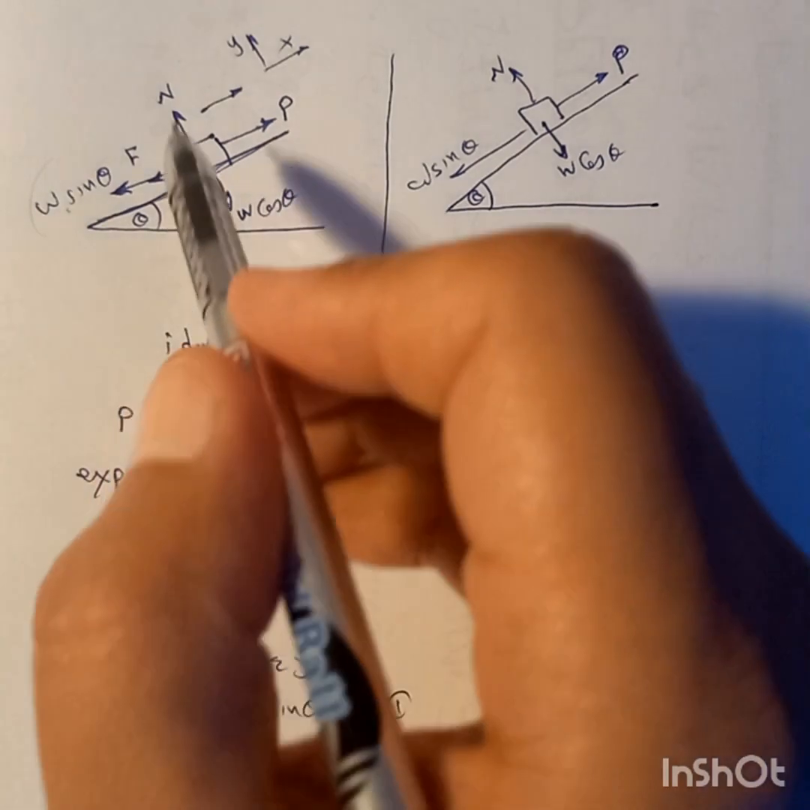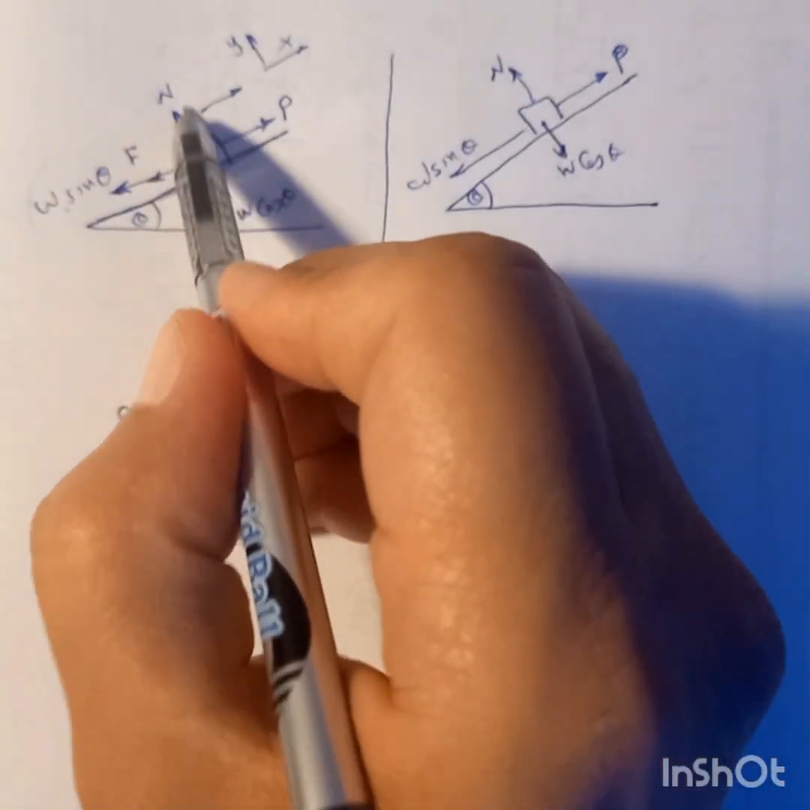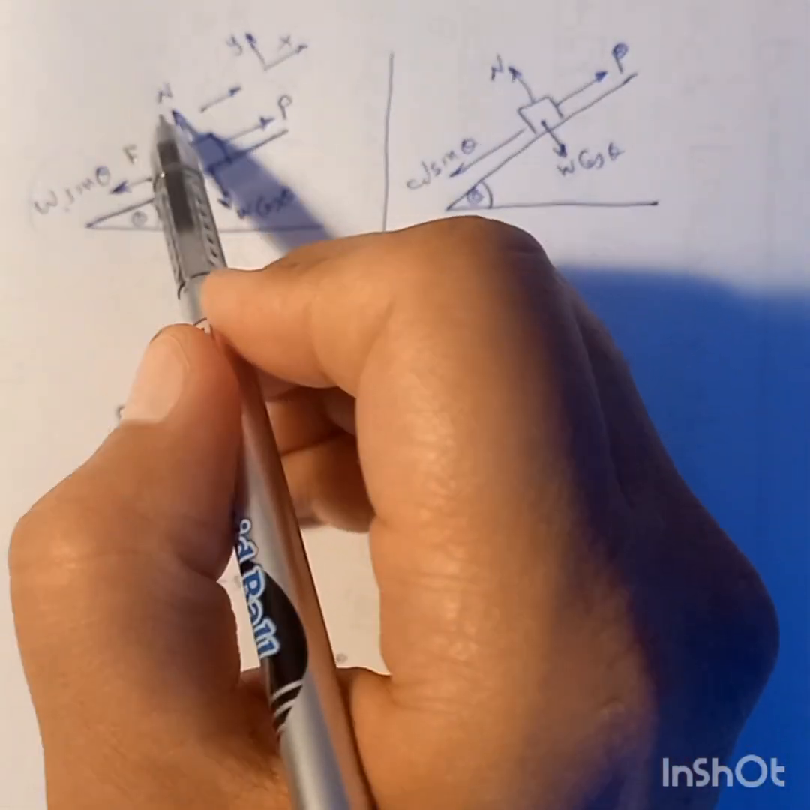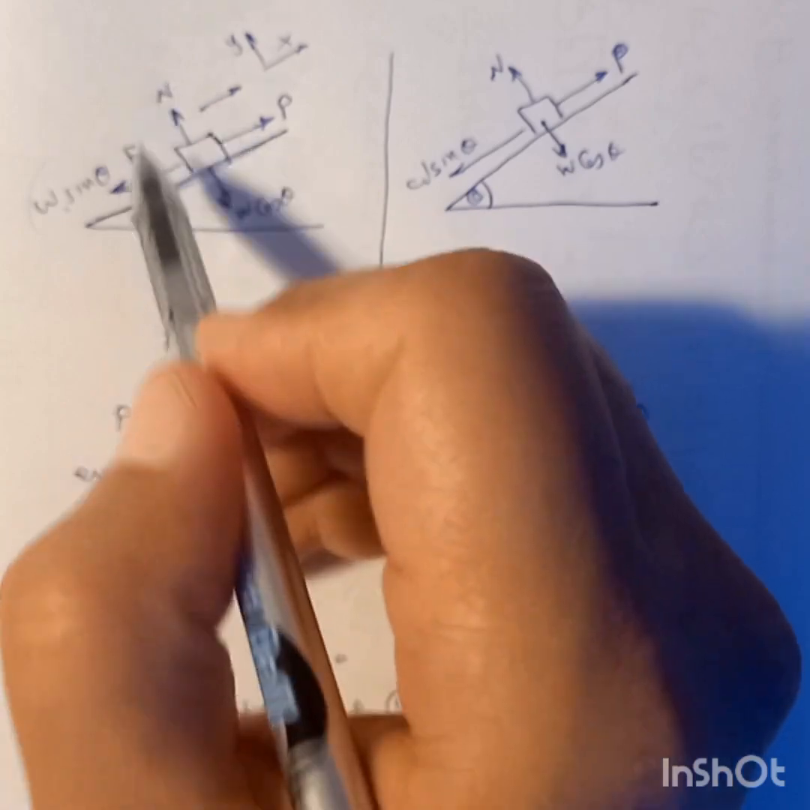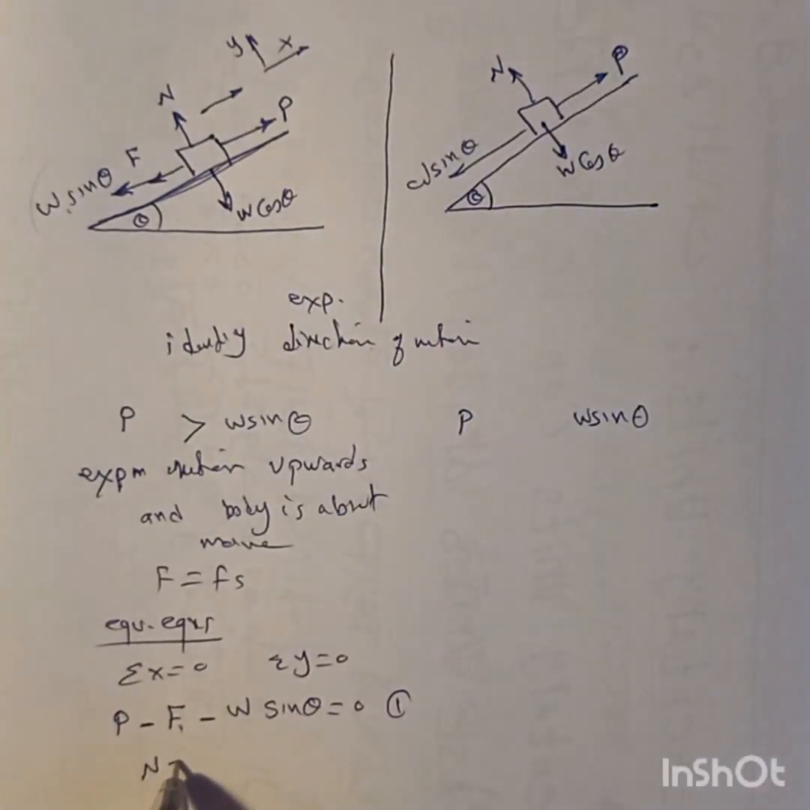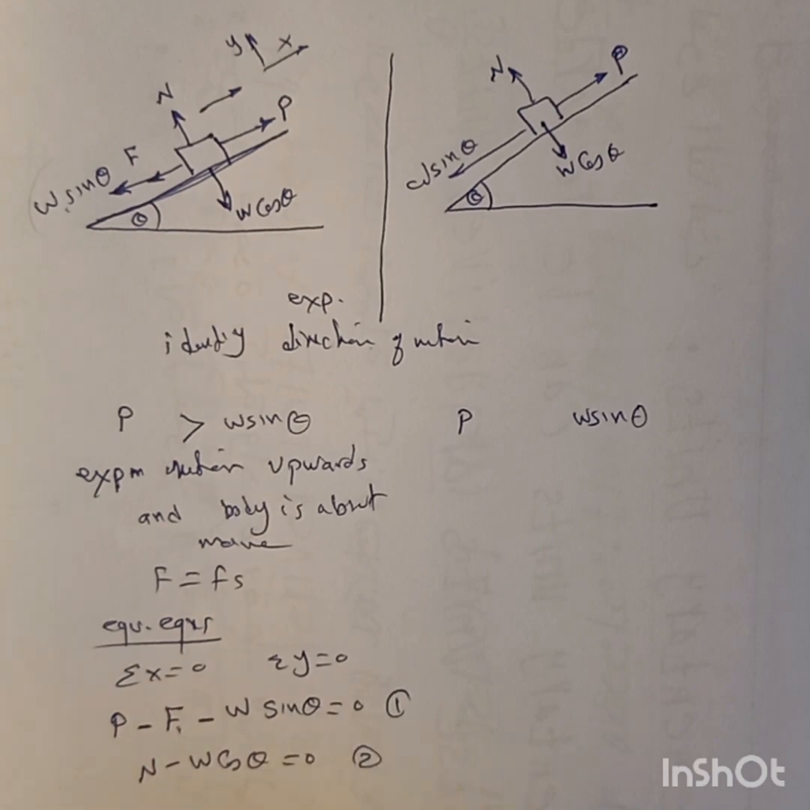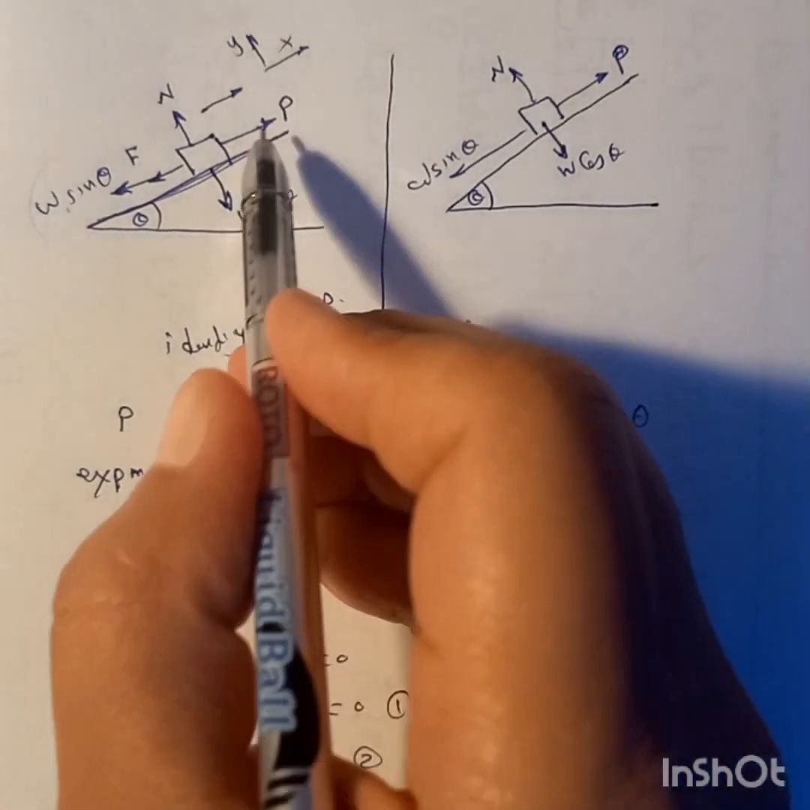Equation number 2, summation of forces in the y direction equals 0. Considering vertical upwards as positive, we have N minus W cosine theta equals 0. This is the second equilibrium equation. This is for this case.